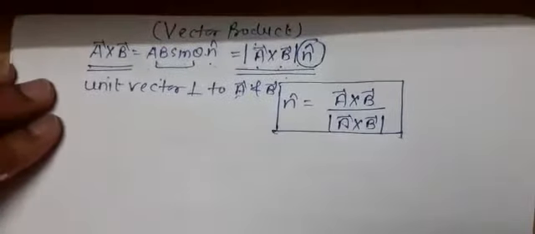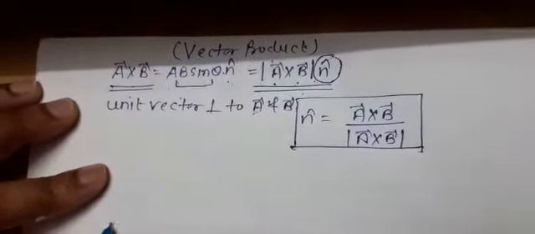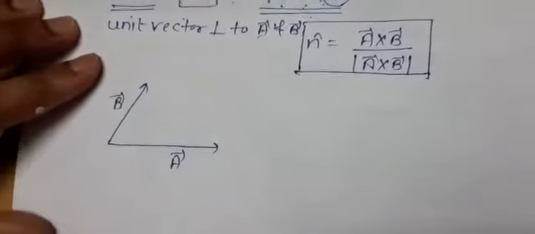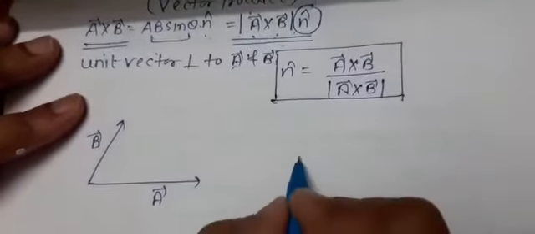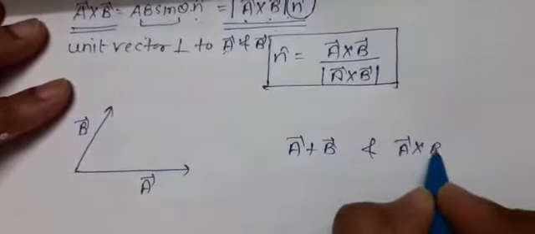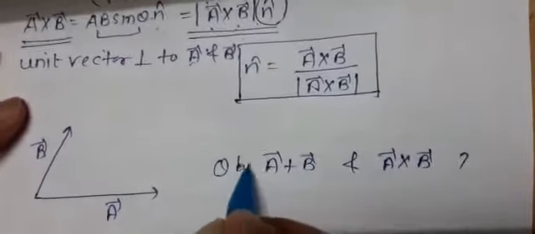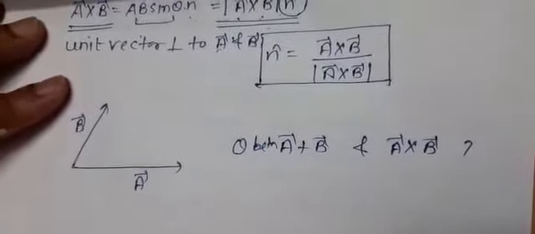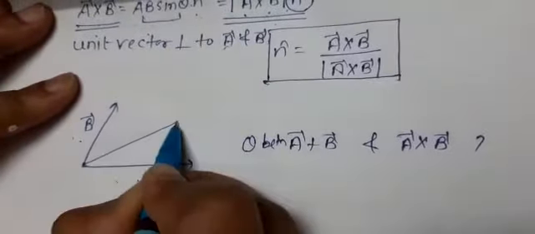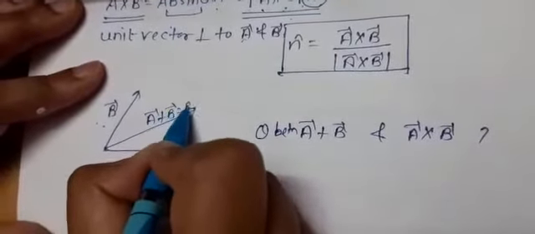Another thing, as A cross B is a vector perpendicular to the plane containing A and B. Suppose this is vector A and this is vector B. Now, if it has been asked what is the angle between A plus B and A cross B, then if A and B are the vectors, A plus B will lie somewhere in between. This will be the resultant, that is A plus B.